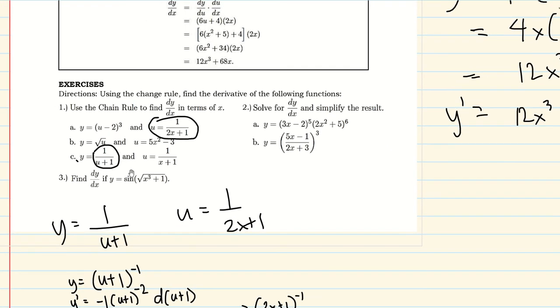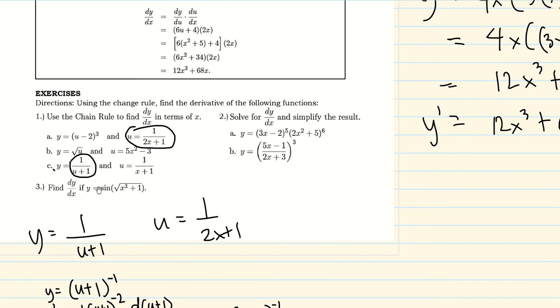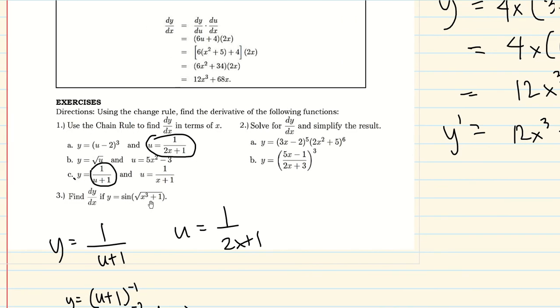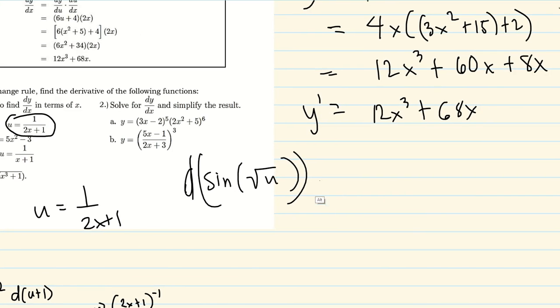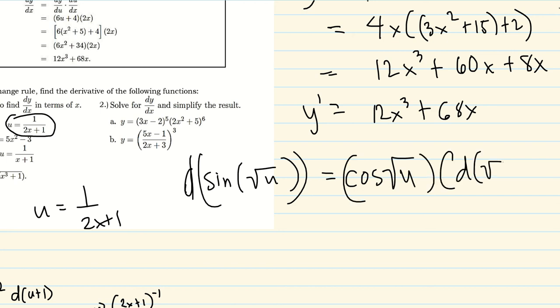That is what will be happening to you right here. So this is easy right here. I'll give you an example: sine of the square root of u. So what you're going to do is derive that. This is just a fast example. So we have cosine of the square root of u times the derivative of the square root of u.